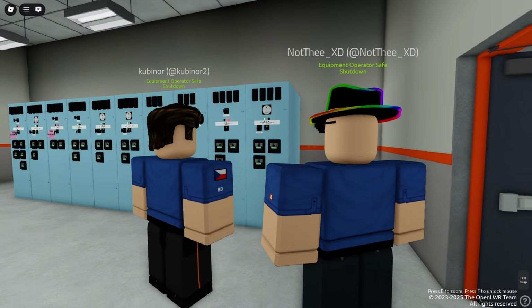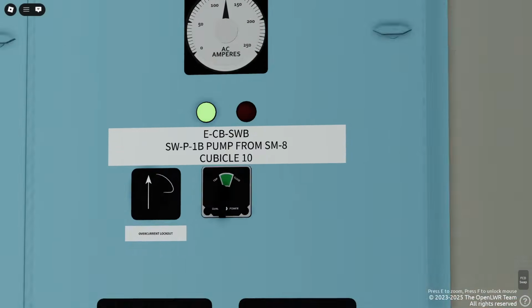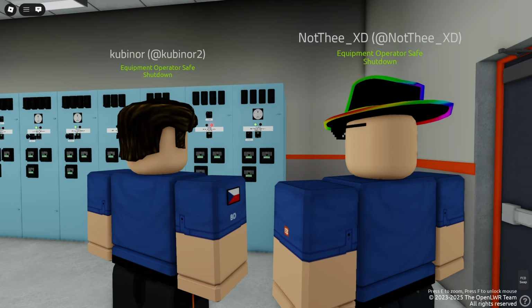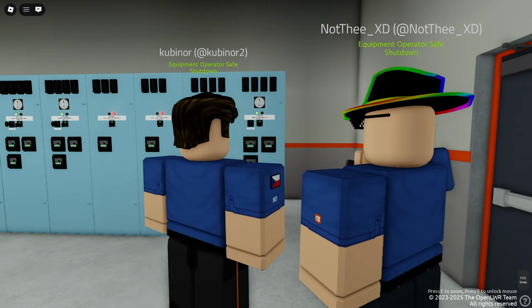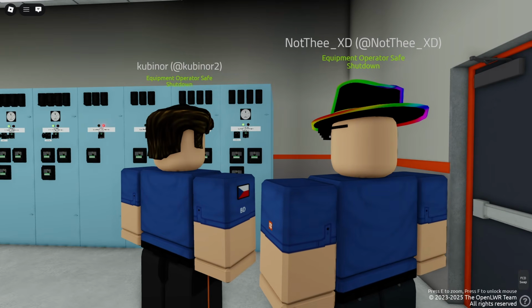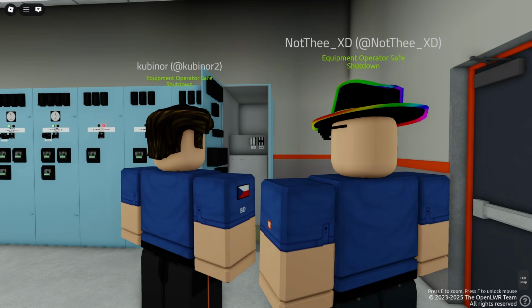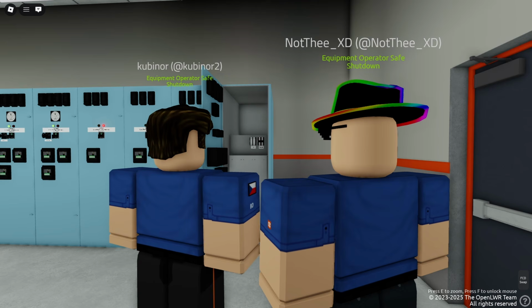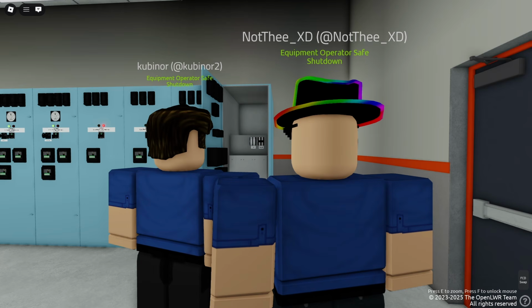Okay, so this is the ECB SWB service water pump 1B from SM8 cubicle. I'm opening it to investigate loss of control. Okay, this is the cubicle for SWP1B, and you will be opening it for investigation. That's good. Okay, so it appears that the closing fuse is blown. I will go pick up a new fuse to replace it.